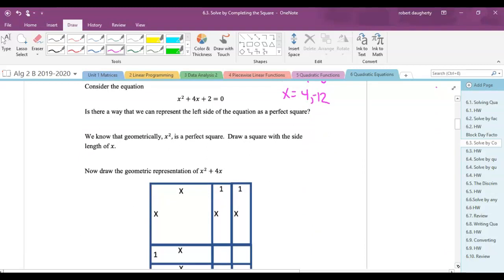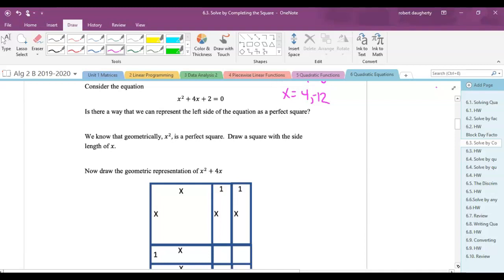So is there a way that I can, this one when I look at it now, it's not a perfect square, okay? First of all, what if I tried to factor it? If I tried to factor this, I would need two numbers to do what? Two numbers that multiply to 2 and add to 4.